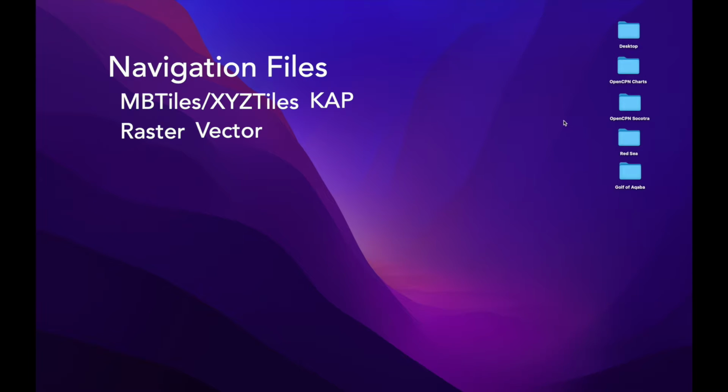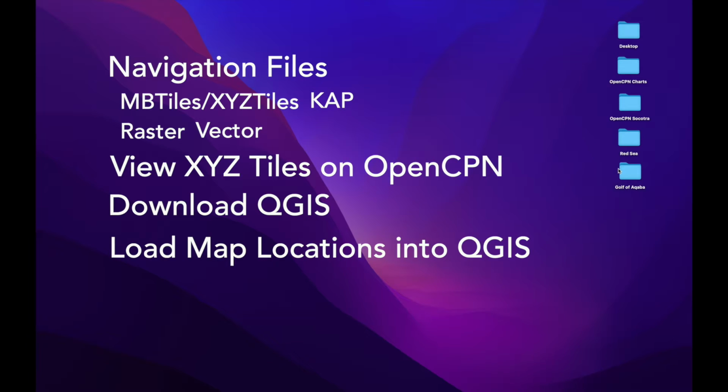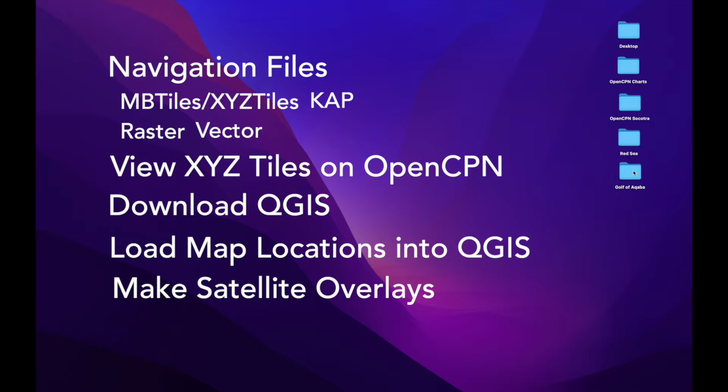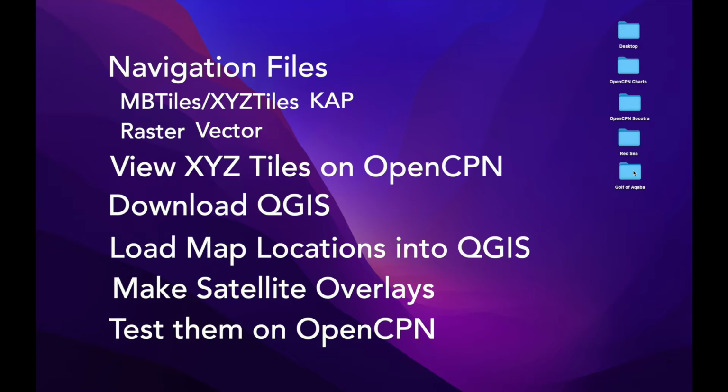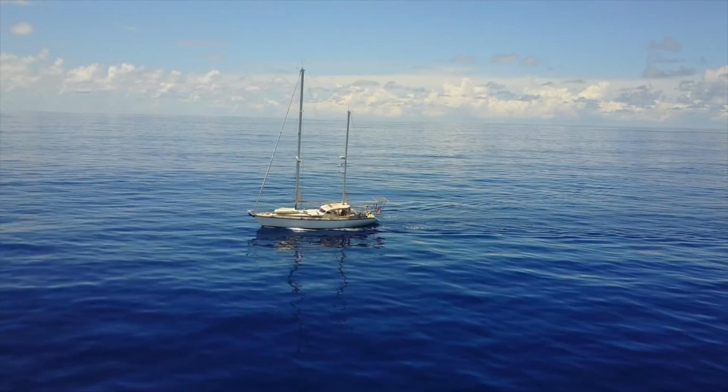And after that, we are going to view XYZTiles on OpenCPN. We'll download the program to make satellite overlays. Then we will load map locations into QGIS, which is the program to make the satellite overlays. More on that later. Then it's easy. We'll make some satellite overlays and test them on OpenCPN. And then you will be free to safely move about the world.